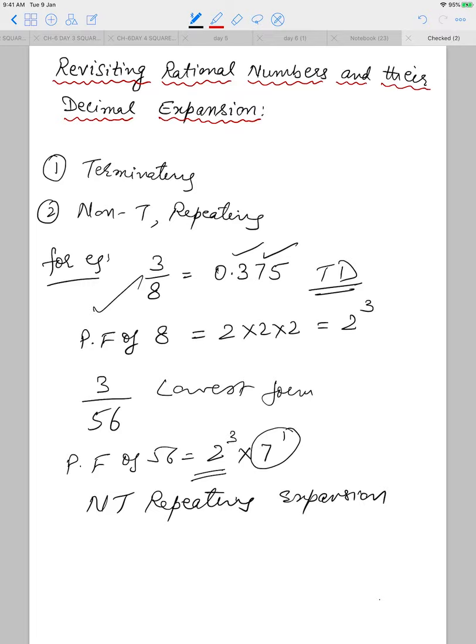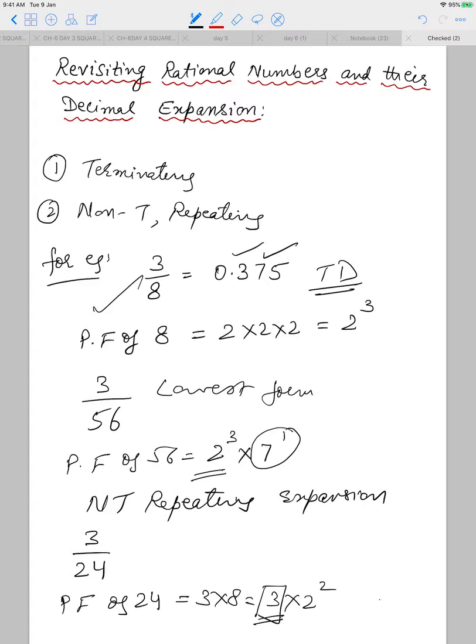Now suppose I take a number as 3 by 24. In this case, if I start with the prime factorization of the denominator, which is 24, that is 3 into 8, which is equal to 3 into 2 square. So by looking at the prime factorization of 24, I will say because it has a factor other than 2 and 5, it will have a non-terminating repeating decimal. But that is a wrong answer. Why is the answer wrong?